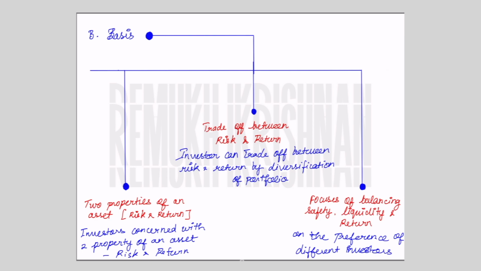So the investor should be concerned with the two properties of an asset, risk and return, not only return, and the trade-off between risk and return. So how can we come to an indifference point of this risk and return? How can we reduce our risk and maximize our return? An investor should be at a point where he can trade off between risk and return by diversification of portfolio. So this is why a portfolio is favorable to investors.